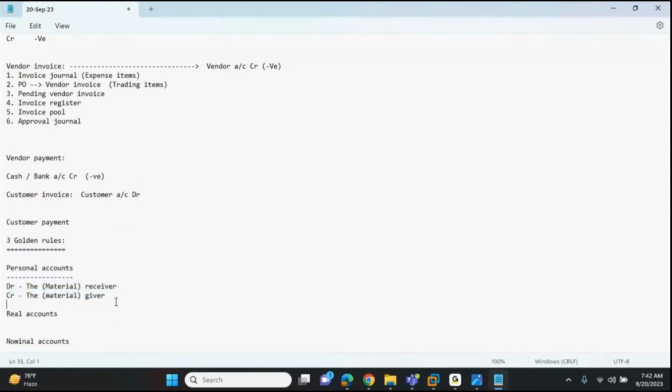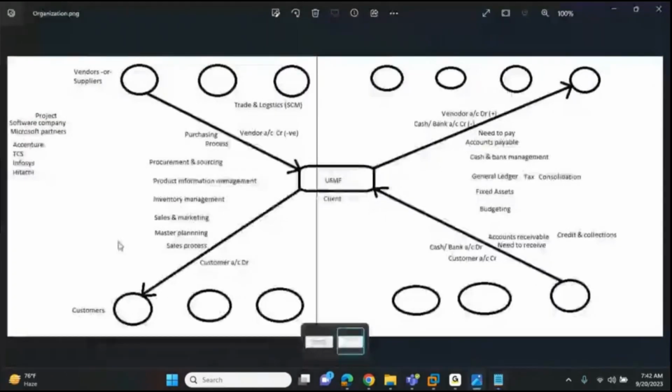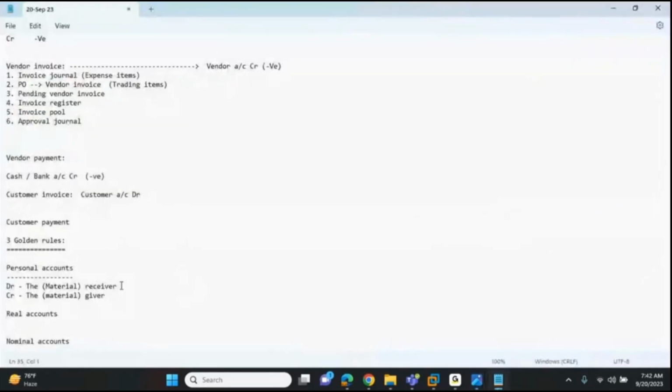So in your study, you may not understand like this. Personal accounts: debit the receiver, credit the giver. So credit the giver. Who is giving? Material is given by the vendor. So vendor account credit. And who is receiving material from us? Customer. So the customer account debit. The receiver. So at the time of customer invoice, customer account will be debited.